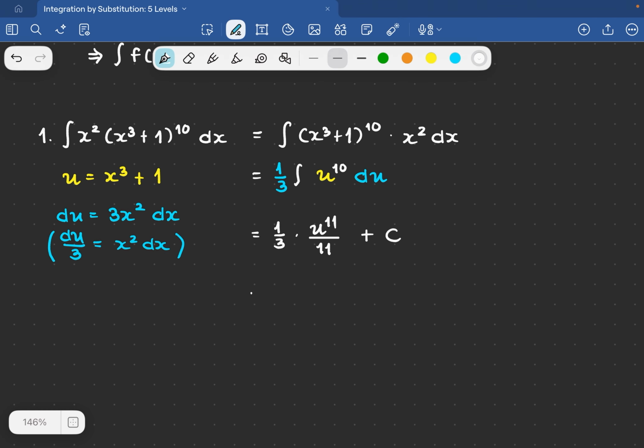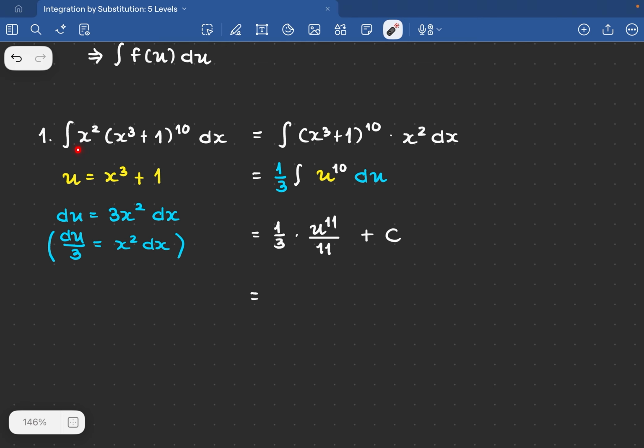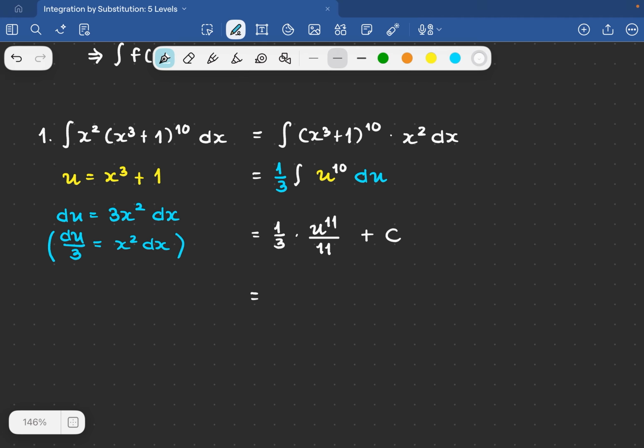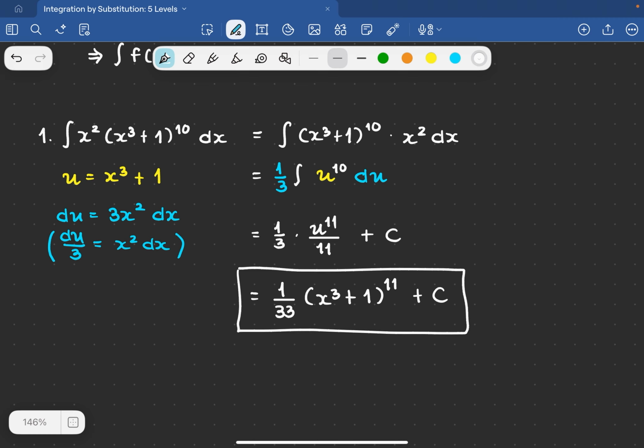Once you have that, just take note that when we start in terms of x, we must also end in terms of x. So we just replace the u out here with the corresponding function of x. So the answer for this one will just be 1 over 33 times x cubed plus 1 raised to 11 plus c. This is the final answer for this first problem.